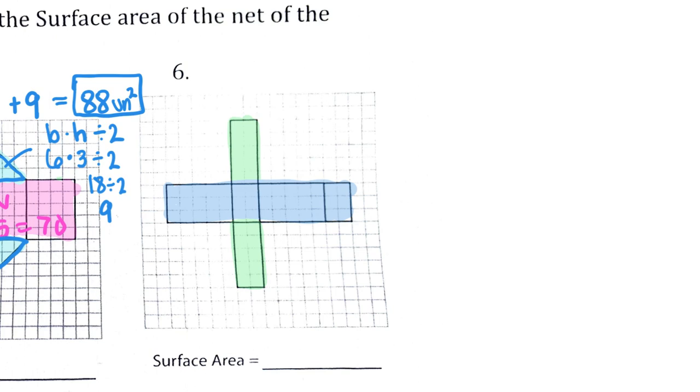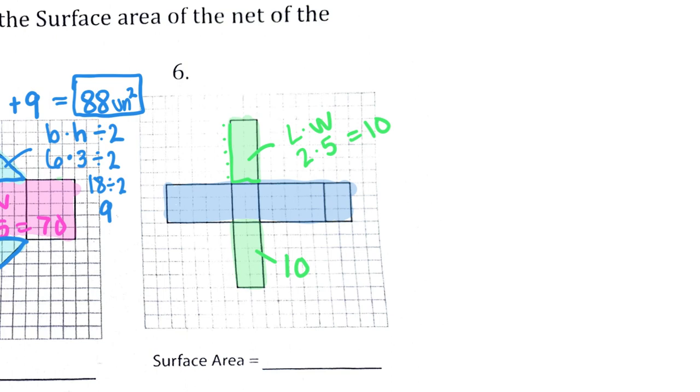So let's start with the little rectangles. Area is equal to length times width. So my length is 2 and my width is 1, 2, 3, 4, 5. 2 times 5, piece of cake, that's 10. So the area of each of my green smaller bases is 10.